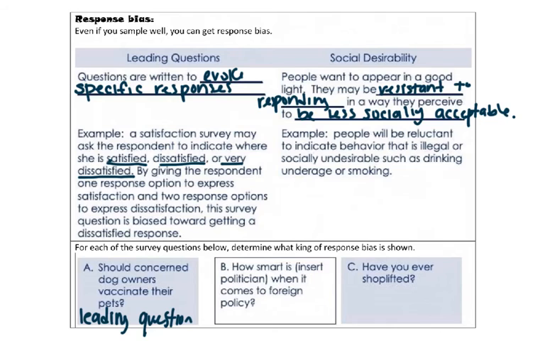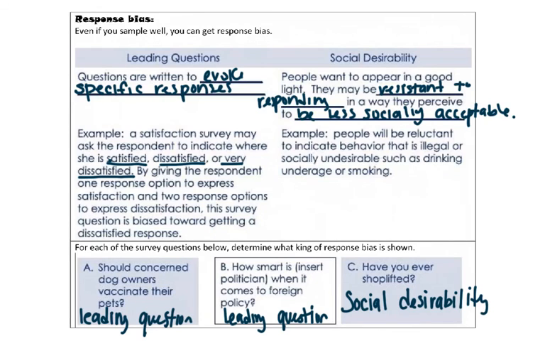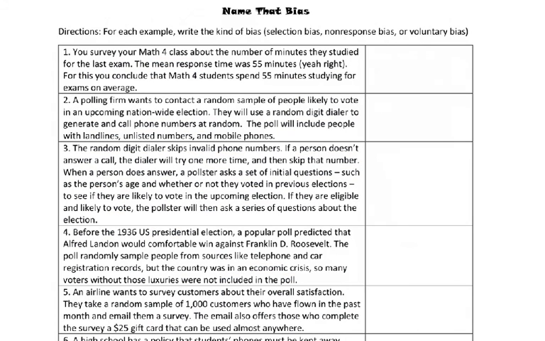B, how smart is blank when it comes to foreign policy? So how smart is Joe Biden? How smart is Donald Trump? I'd call that one a leading question also. And then C, have you ever shoplifted? And that one I would call social desirability. Because most people don't want to say if they've actually shoplifted. Some people don't care, but most people think it will be frowned upon if they answered yes.